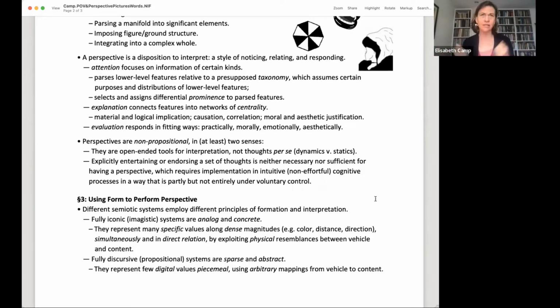The second thing is that perspective doesn't just lead us to allocate attention in certain kinds of ways. It leads us to connect the features that we pay attention to into complex networks of centrality. There are a wide range of bases on which we can connect various features. Some of these are philosophically respectable, rationally respectable, like material and logical implication. They can also be more metaphysically substantive or realistic, like causation, mere statistical correlation. And they can also be putatively normative, like moral and aesthetic justification.